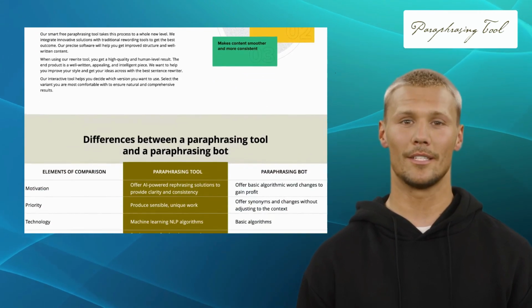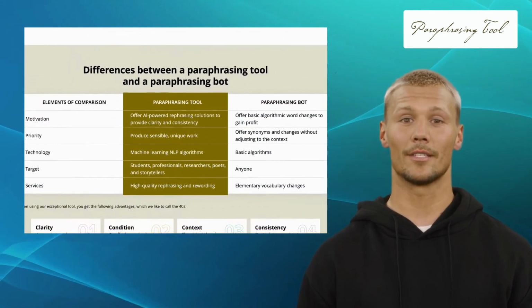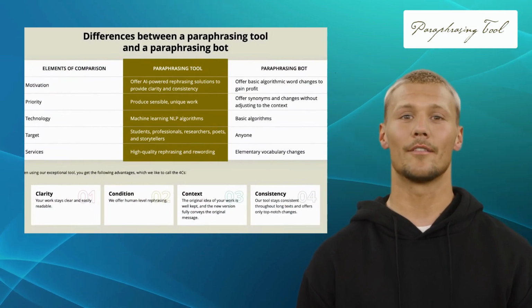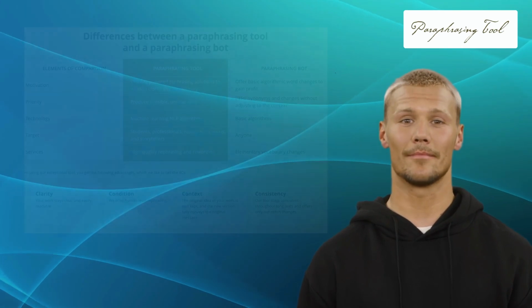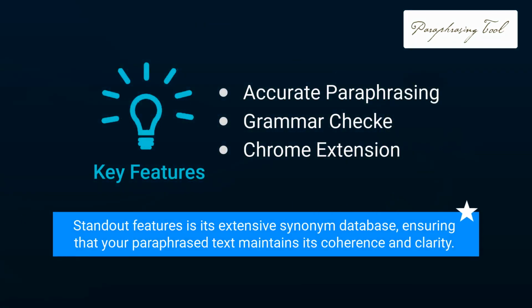Paraphrasing Tool utilizes advanced algorithms to rewrite your content, providing a fresh perspective while retaining the original meaning. One of its standout features is its extensive synonym database, ensuring that your paraphrased text maintains its coherence and clarity.